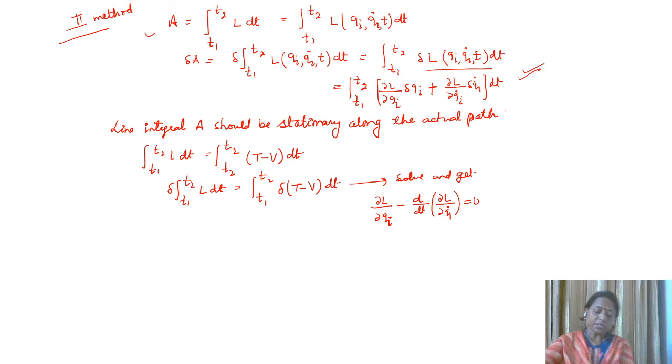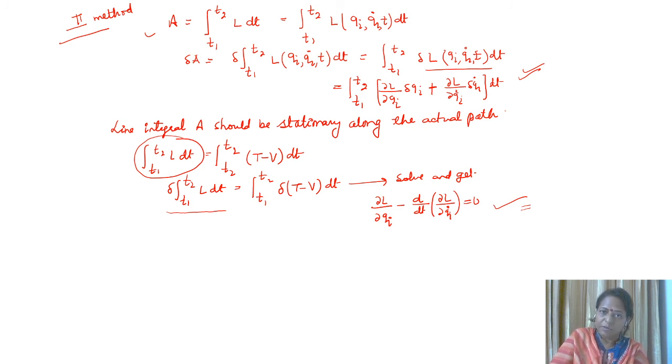So you will say this is the Euler-Lagrange equation, which on solving provides the actual path. So this actual path is obtained by putting the variation of this line integral to be 0. It simply means that the line integral, this one, is stationary along the actual path. So this is all about the deduction of Hamilton's principle.